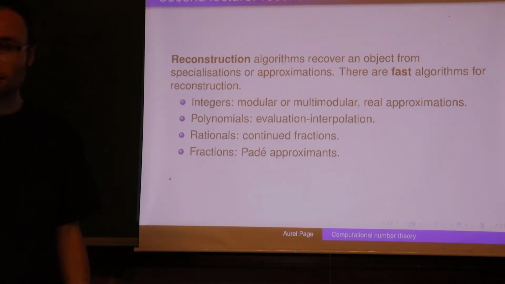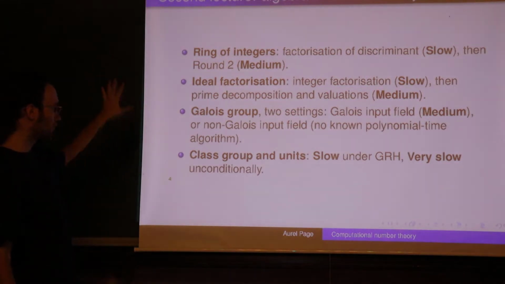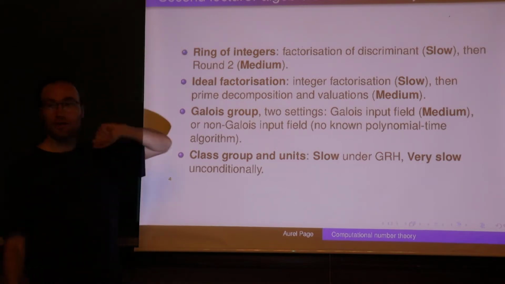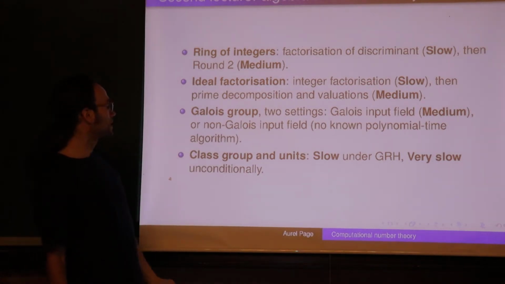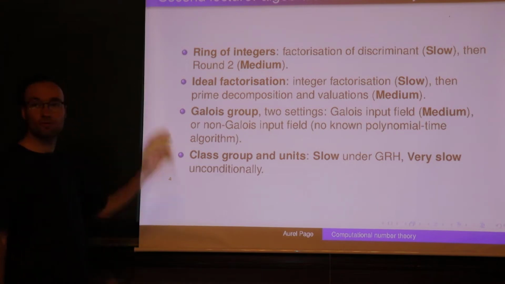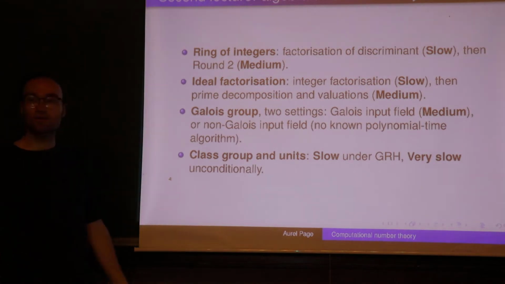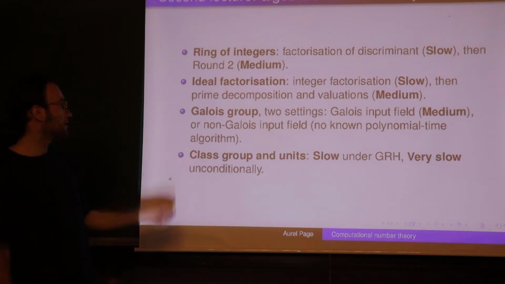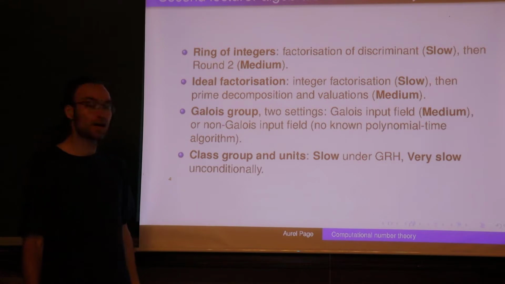Then we discussed algorithms for algebraic number theory. So a reminder of the basic algorithms that we went through. Computing the ring of integers, there's first a hard factorization step of a discriminant. And then prime by prime, we can compute a p-maximal order with Round 2 or Round 4. This takes polynomial time. We can factor ideals. Again, there's a hard factorization step, that of the norm of the ideal, but then it's only prime decompositions and valuations, and this can be done in polynomial time.